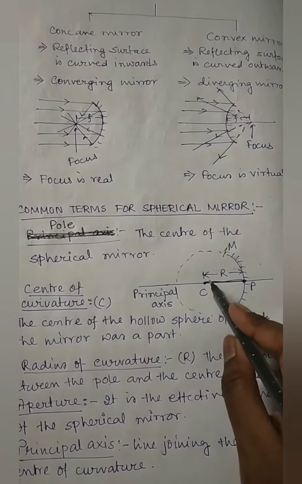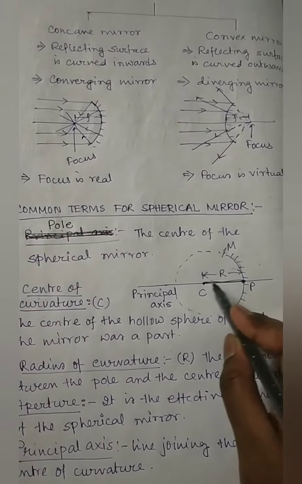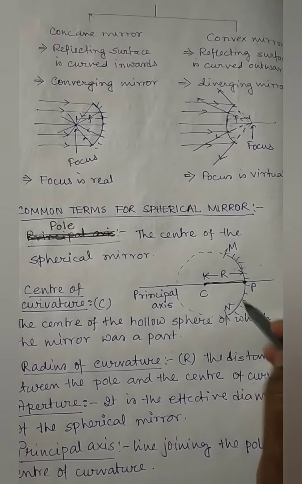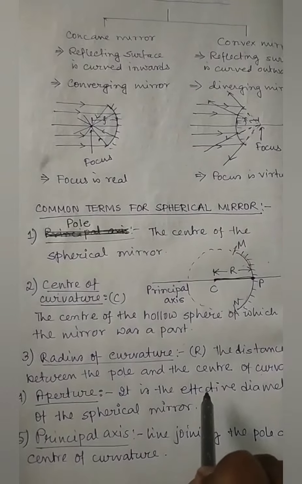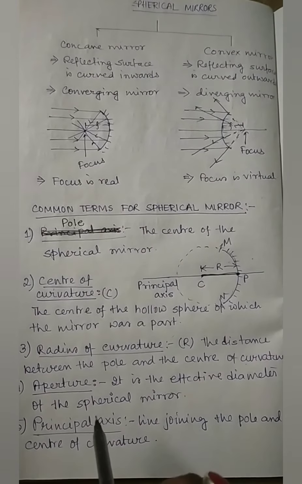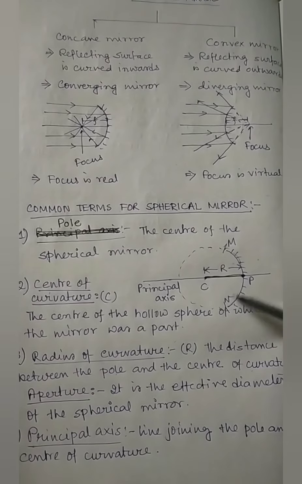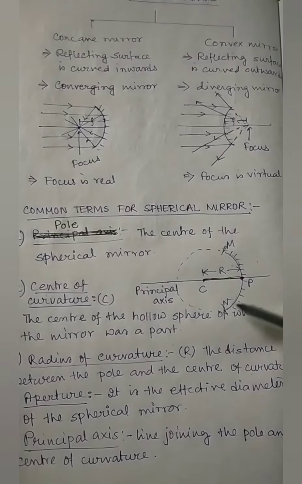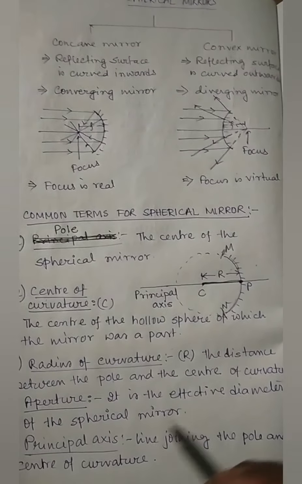So in this case, the distance between the center of the mirror and the center of the circle is called the radius of curvature. Next, aperture. It is the effective diameter of the spherical mirror. Aperture means this part, this MN. The small arc which we have considered as our mirror is called the aperture of the mirror.